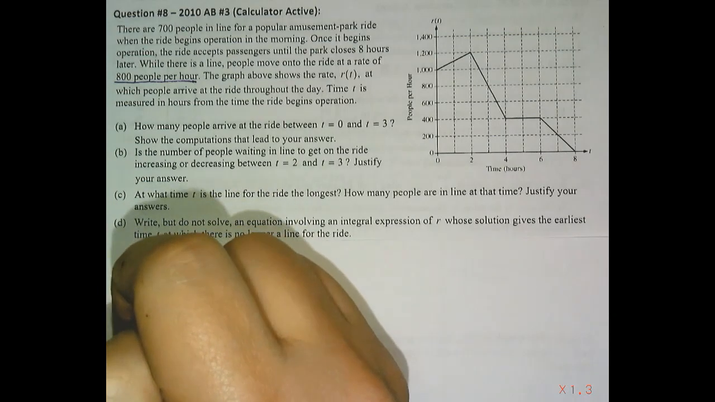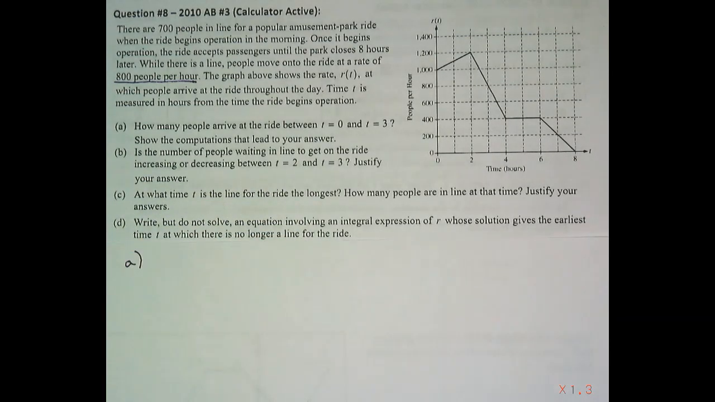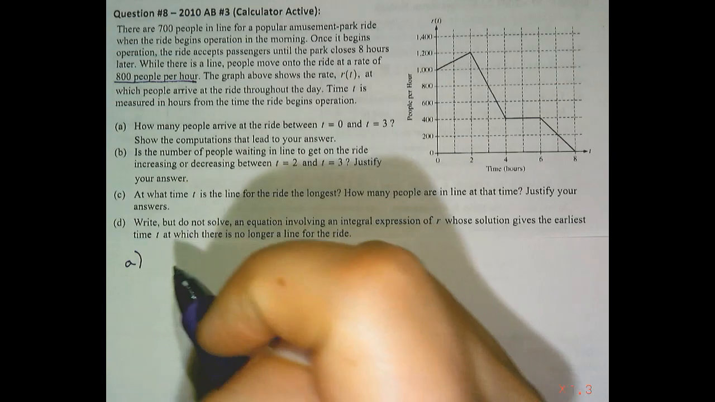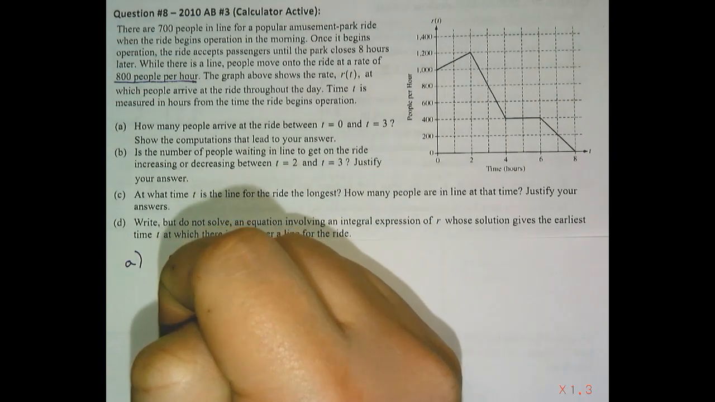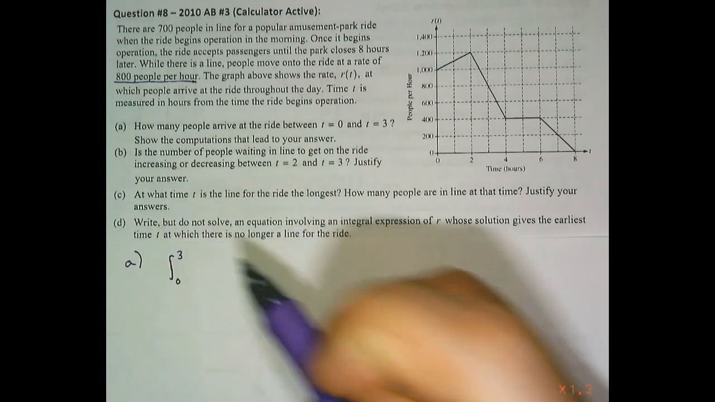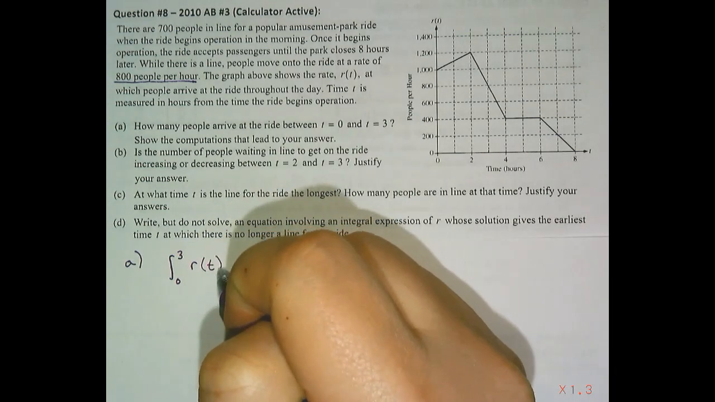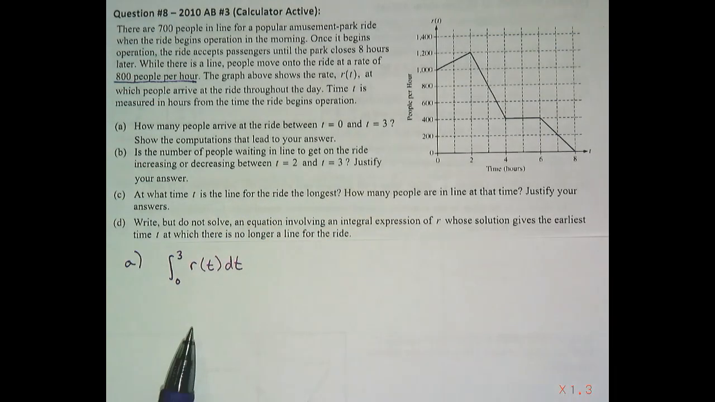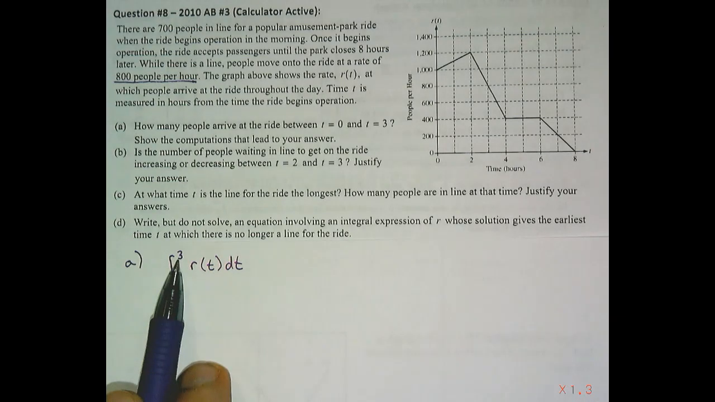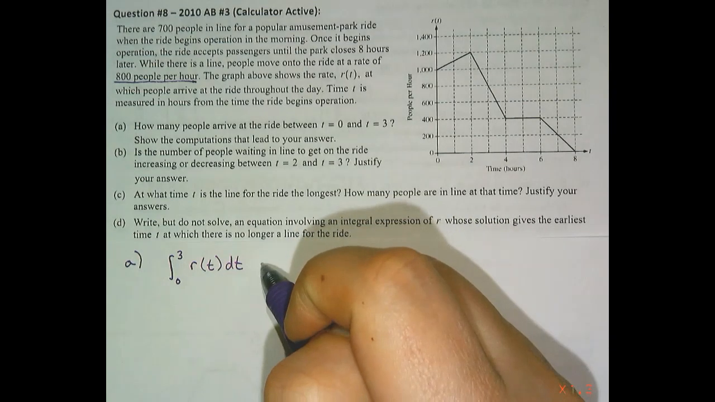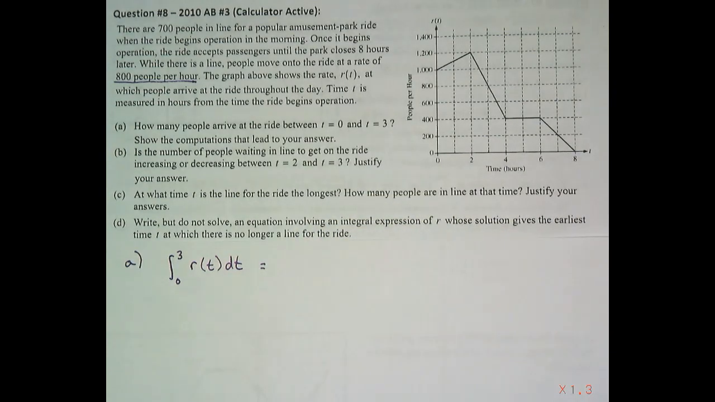And in part A, they ask how many people arrive between time 0 and time 3. So we know that integrating a rate function will give us total accumulation. So if we integrate r of t from 0 to 3, it'll tell us the total number of people that have arrived at the ride. Now there's a couple ways we can do this.